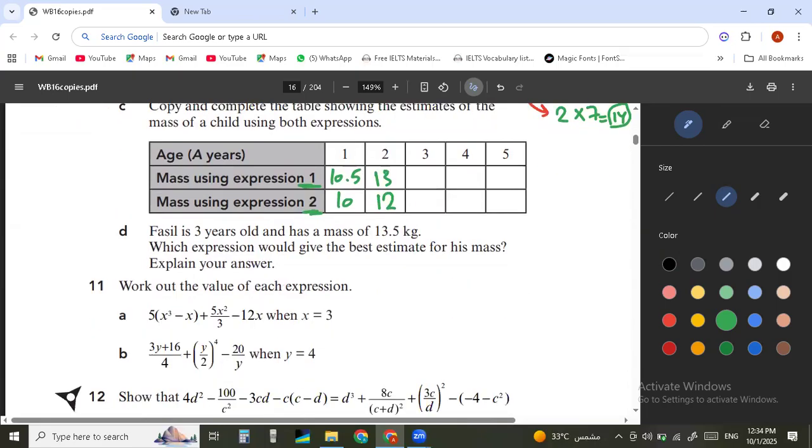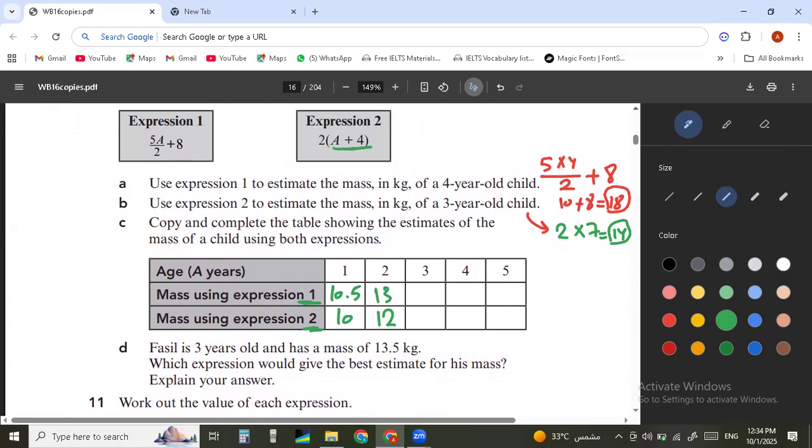Question D. Fossil is 3 years old and has a mass of 13.5 kilograms. Which expression would give the best estimate for his mass? So I need to take fossil's age, which is 3, and substitute here. In expression 1, 3 times 5 is 15, divided by 2 is 7.5. 7.5 plus 8 is 15.5. When I substituted the age 3 years old in expression 1, it led me to a mass of 15.5.